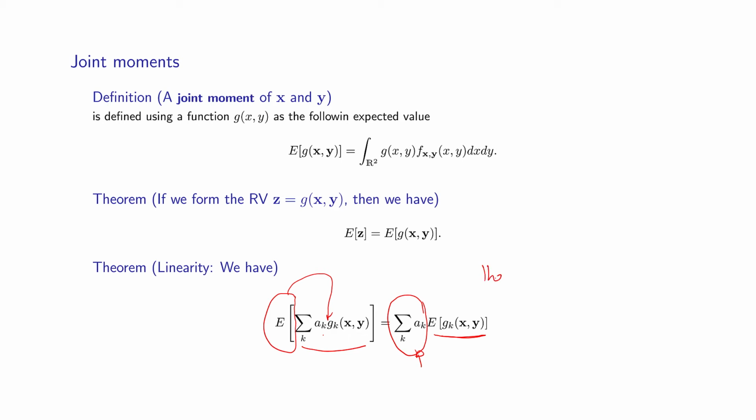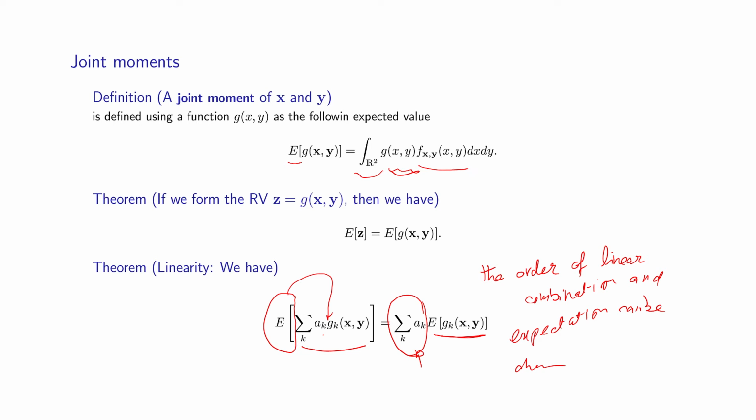So the order of this is called linear combination, and the expectation can be changed. This is trivially true because expectation is a linear combination over your function using these weights, and the summation is also a linear combination of these entities using these weights. So the order can be swapped; this is coming from the properties of the numbers.